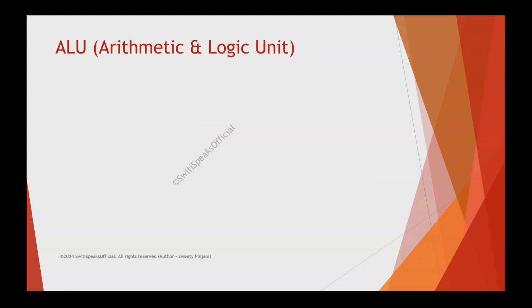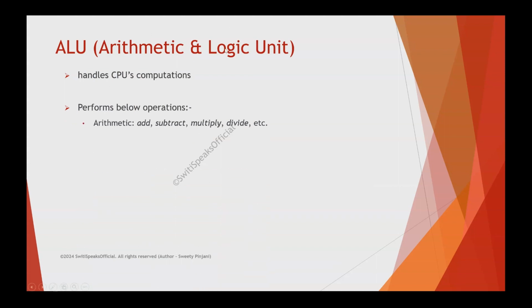Now let's see about ALU, which is the arithmetic and logic unit. This unit is the computing unit. It performs a lot of calculations. It handles all of the computations that the CPU needs to perform. What are the different types of operations which the ALU performs? The first operation is arithmetic. Examples are add, subtract, multiply, divide. All such operations are performed by the ALU.